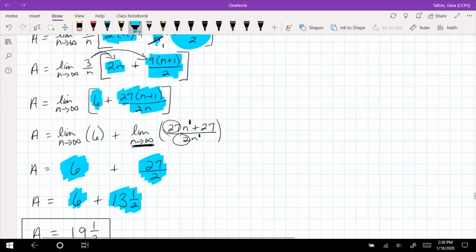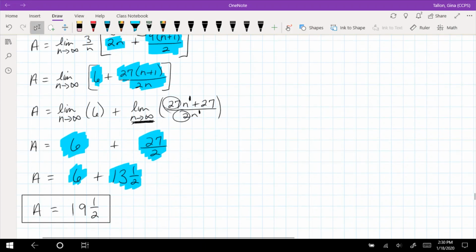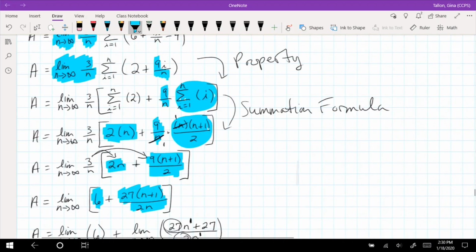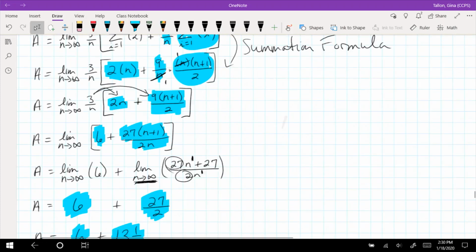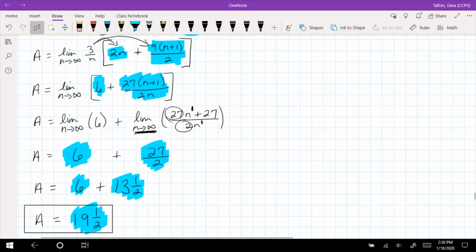13.5 plus 6 gives me a total area of 19.5. And this is the area itself that is bounded by the curve, the two x values that were given to you, x equals 2 and x equals 5, along with the x-axis. Okay, this is a true area.